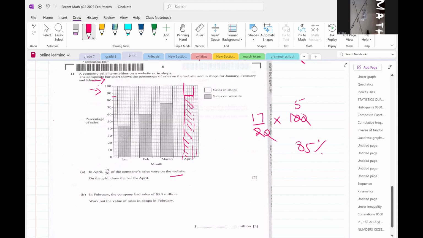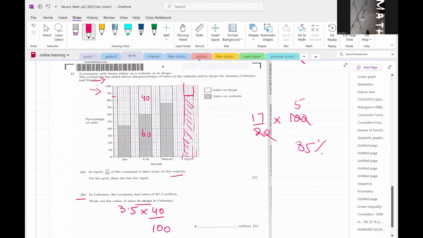In February, the company had sales of 3.5 million. Work out the value of sales in shop in February. So don't miss this information, in shops. This is written in bold. You have to find the value of sales in shop in February. Take a look at February. 40% is the sales in shop and 60% of the sales is on website. This 3.5 is 40% of the total sales.